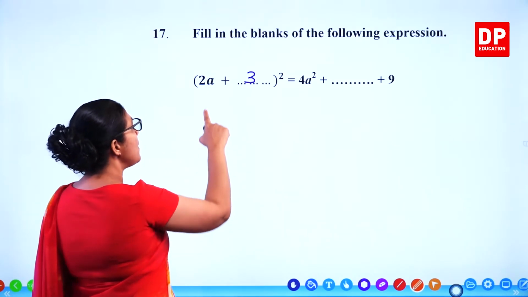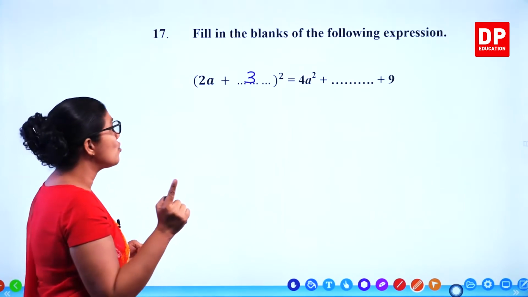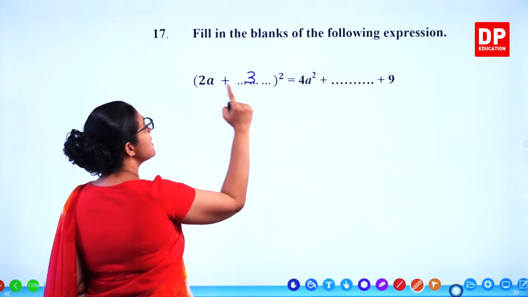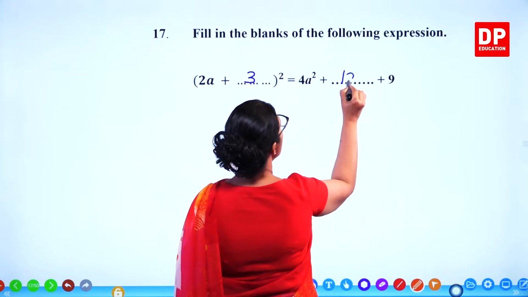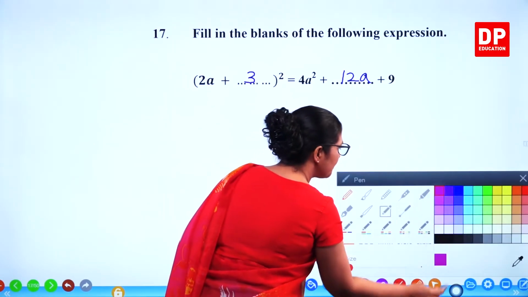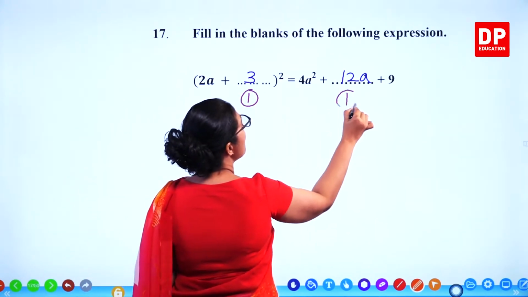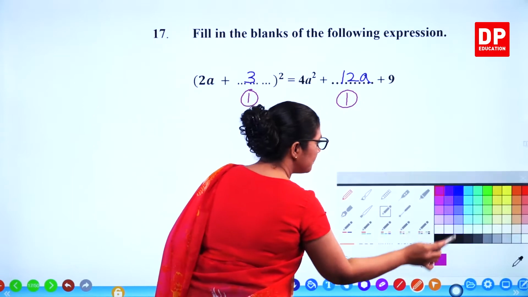How do you find out the middle term? We multiply these 2 and multiply by 2 again. 2 times 3 is 6. 6 times 2, 12. So 12a is the middle term. So you get 1 mark for this gap and 1 mark for this.